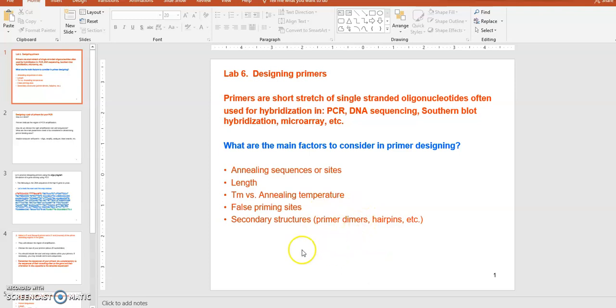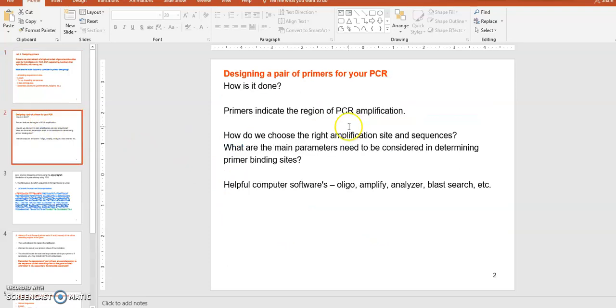If you have a lot of primer dimers, what does that mean? Primers are binding by themselves instead of binding on the target site. So that's not good either. You should not have a lot of primer-dimer possibilities within your primer. So these are the requirements you need to consider when you design your primer. Designing a pairable primer for your PCR is your task.